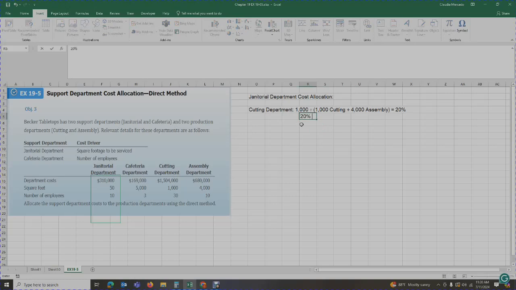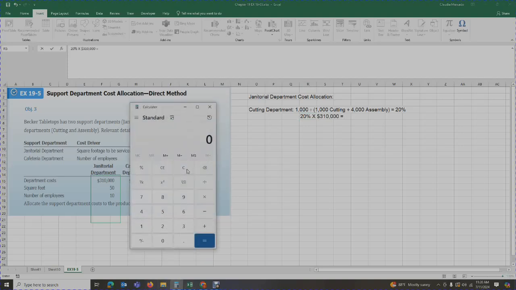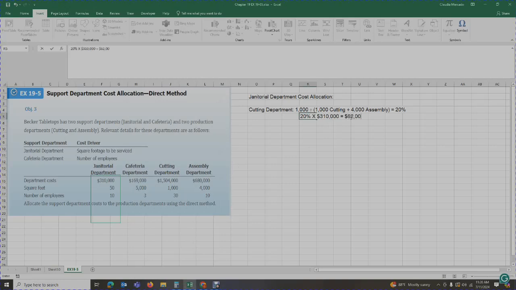Now that we know that, we're going to take 20% of the total cost, and we're going to multiply the cost. The cost for the janitorial department is $310,000, and 20% of those costs are going to go to the cutting department. That means that we're going to allocate $62,000 of the janitorial department's cost to the cutting department. Now, let's look at assembly.